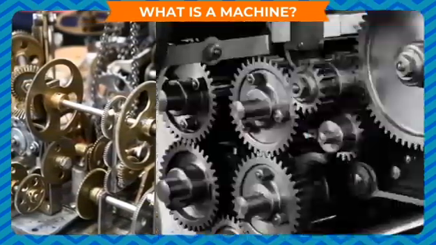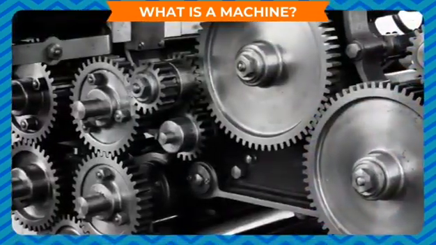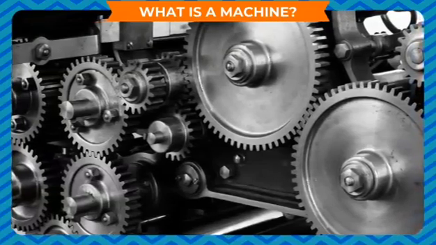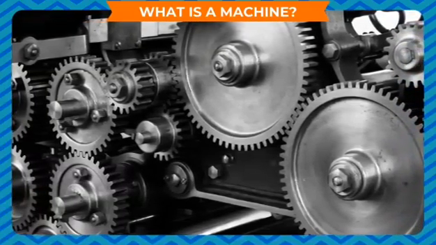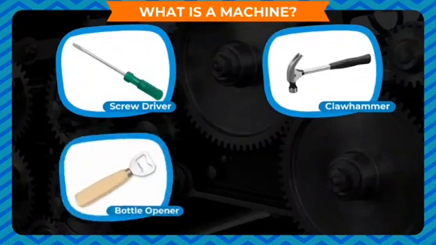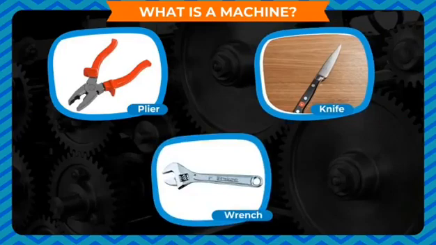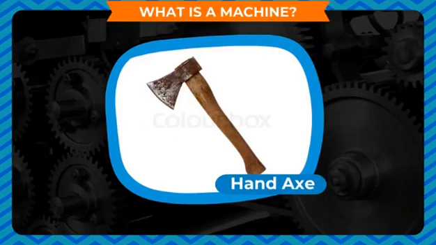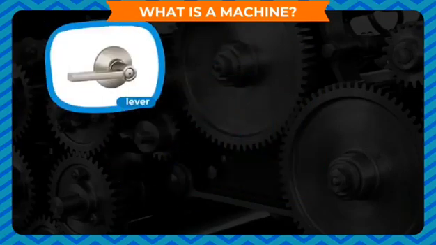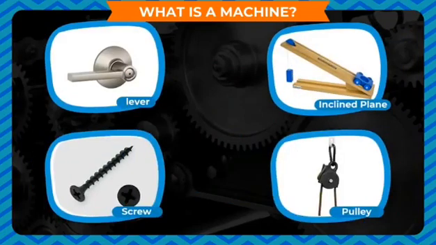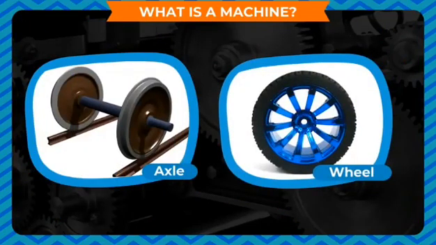They all are machines. A machine is a tool containing one or more parts that uses energy to perform a particular action. Screwdriver, claw hammer, bottle opener, wheelbarrow, plier, knife, wrench, etc. are simple machines. The first machine made by human is the hand axe. Simple machines have a few parts only and are easy to use. The basic types of simple machines are lever, inclined plane, screw, pulley, wheel, and axle.